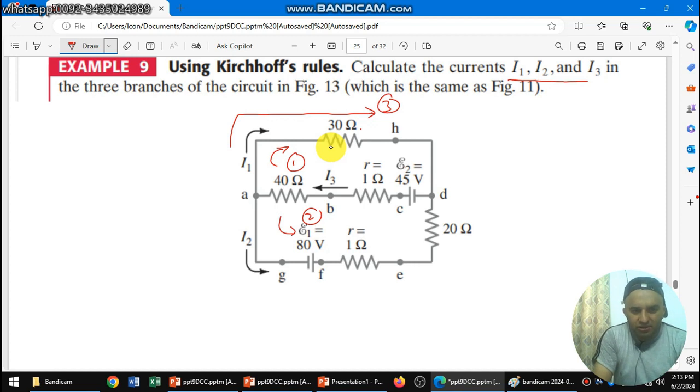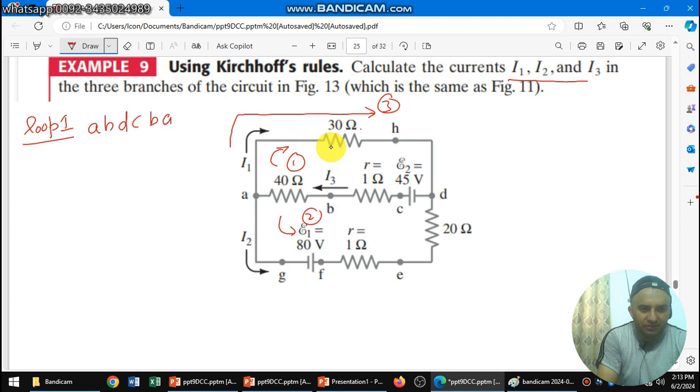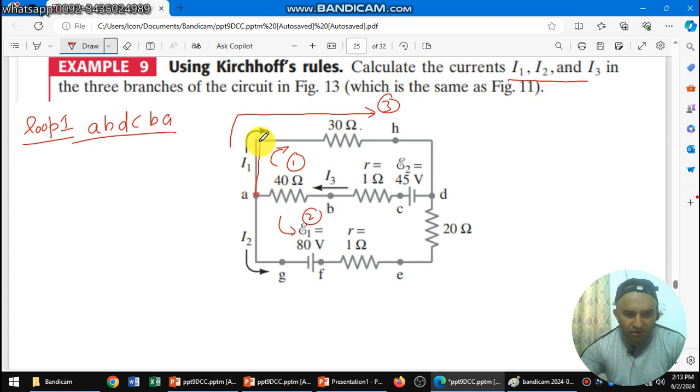First we apply the KVL in the first loop, loop 1. So loop 1 is AHDCBA. This is loop 1: A, H, then D, then C, then B, then A.